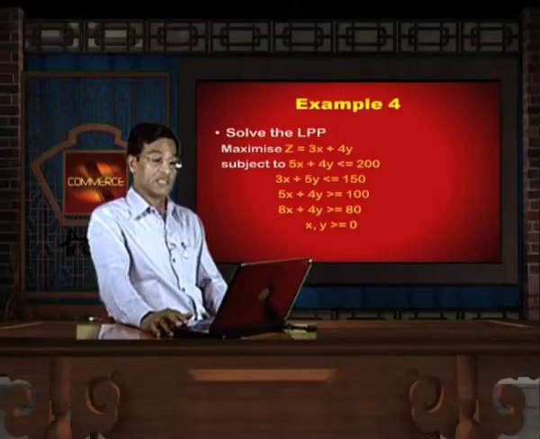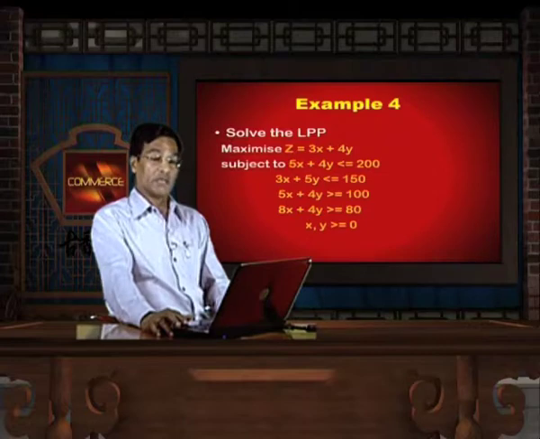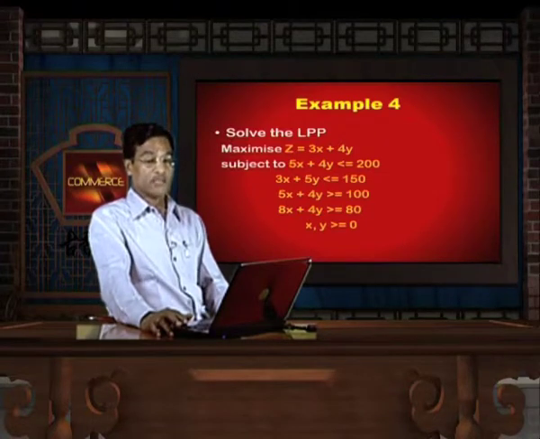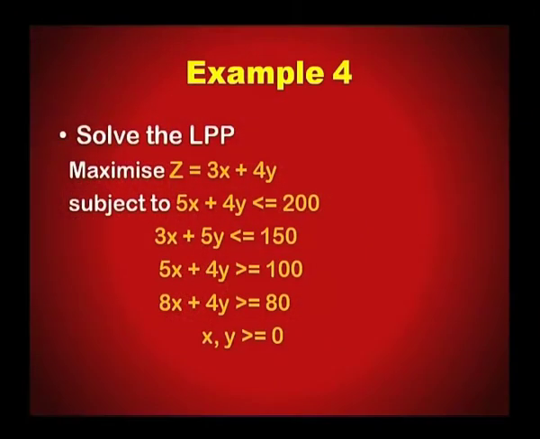Now, we will discuss some other type of problem. Example 4: Solve the LPP, maximize Z equal to 3X plus 4Y subject to 5X plus 4Y less than or equal to 200, 3X plus 5Y less than or equal to 150, 5X plus 4Y greater than or equal to 100, 8X plus 4Y greater than or equal to 80, X, Y greater than or equal to 0.